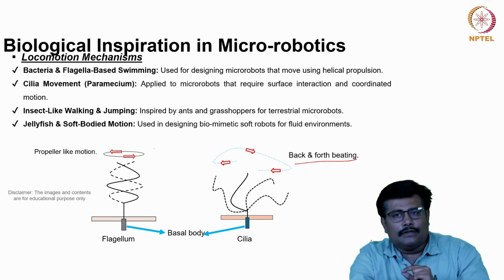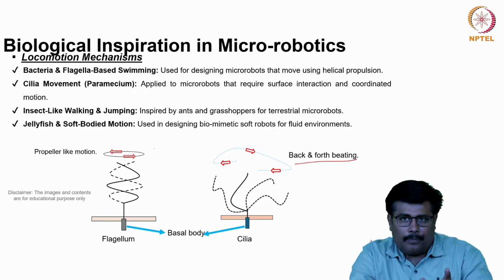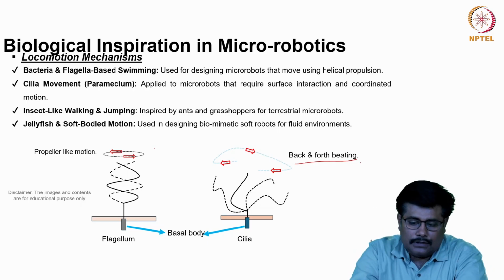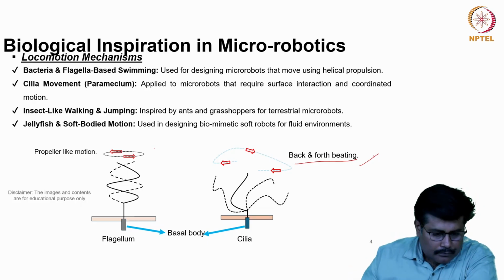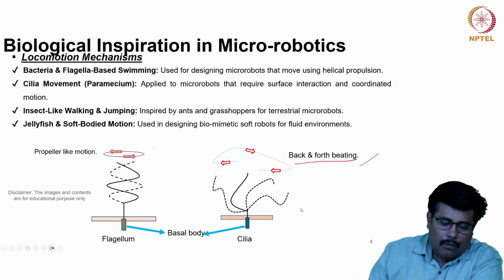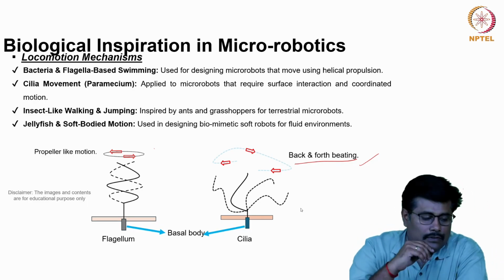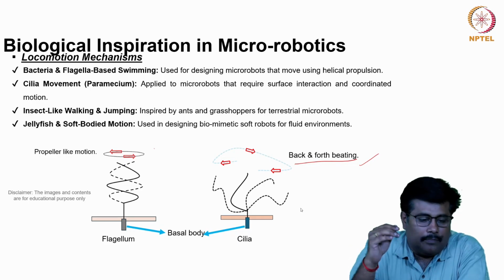So you will have a certain amount of vibrations. These vibrations are encased appropriately in the form of a displacement. So this is called a back and forth system, or it is called cilia-based movement. Now another set of locomotion mechanisms basically includes insect-like walking and jumping.